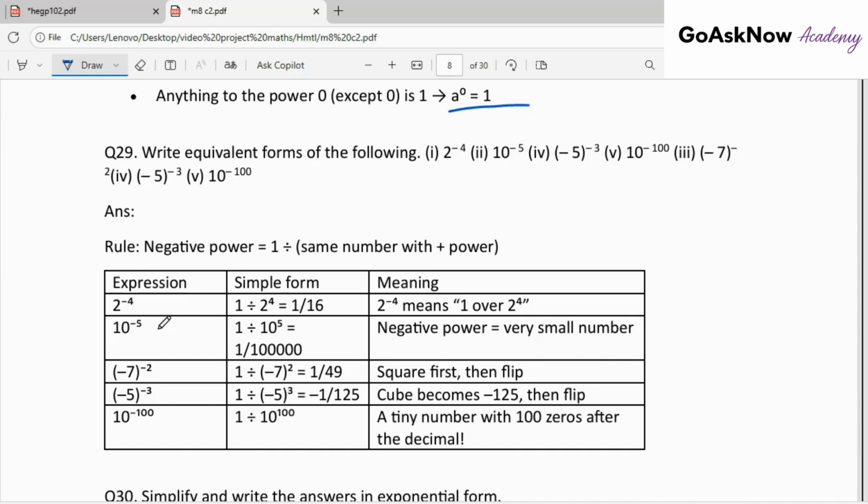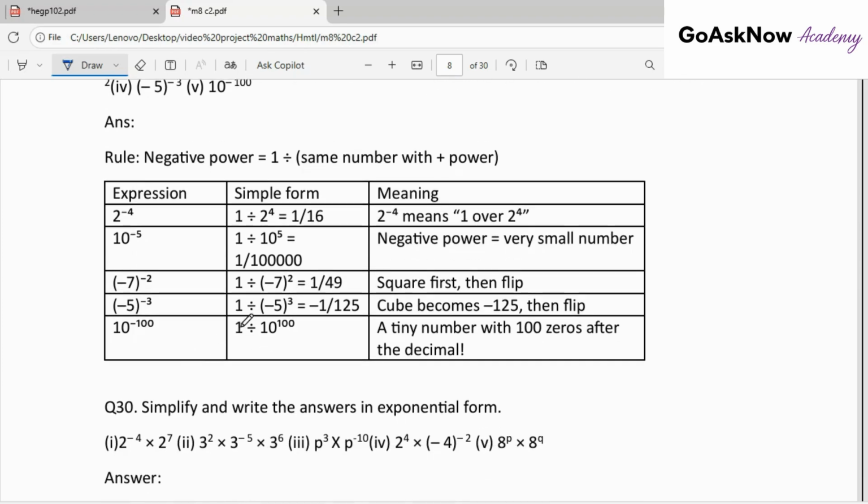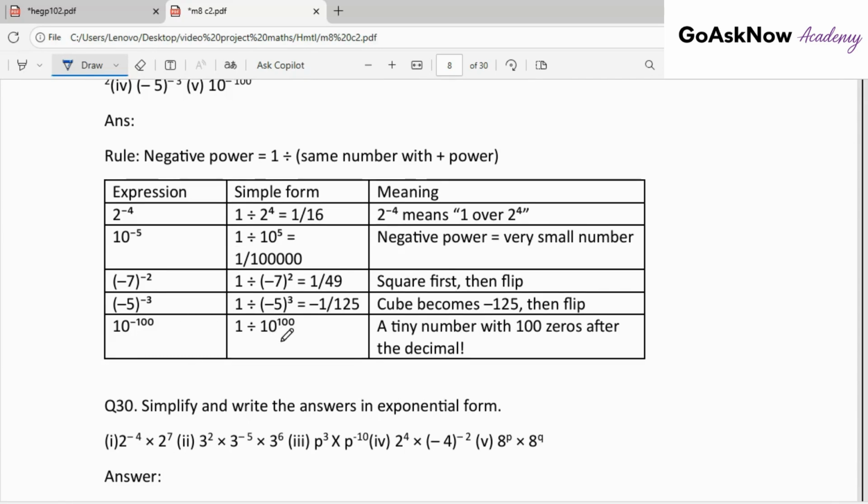10 power minus 5 is equal to 1 divided by 10 power 5, which is equal to 1 divided by 1 lakh. Minus 7 power minus 2 is 1 divided by minus 7 power 2, which is equal to 1 divided by 49. Minus 5 power minus 3 is equal to 1 divided by minus 5 power 3, which is equal to minus 1 by 125. 10 power minus 100 is equal to 1 divided by 10 power 100.